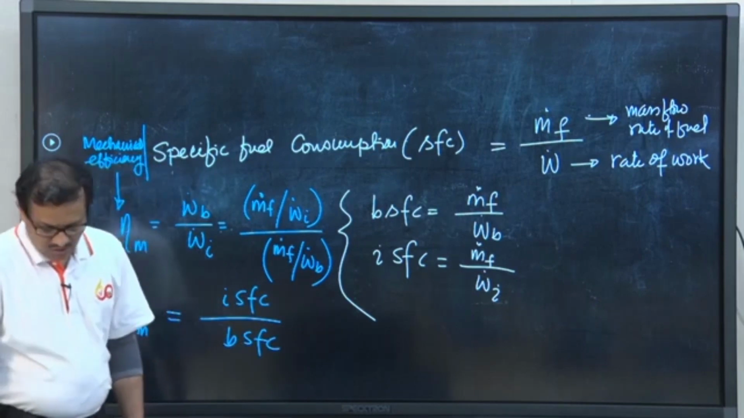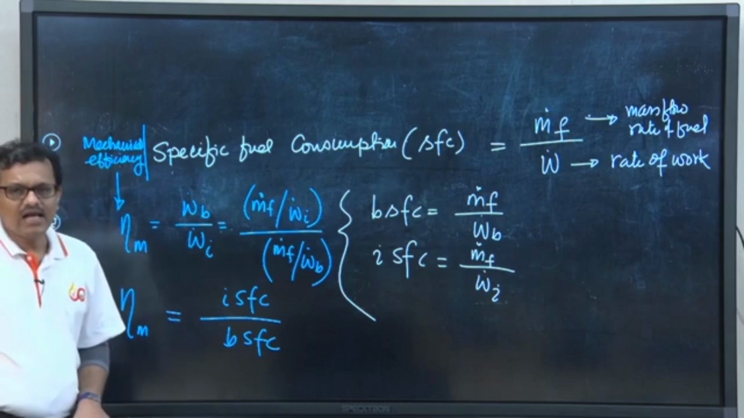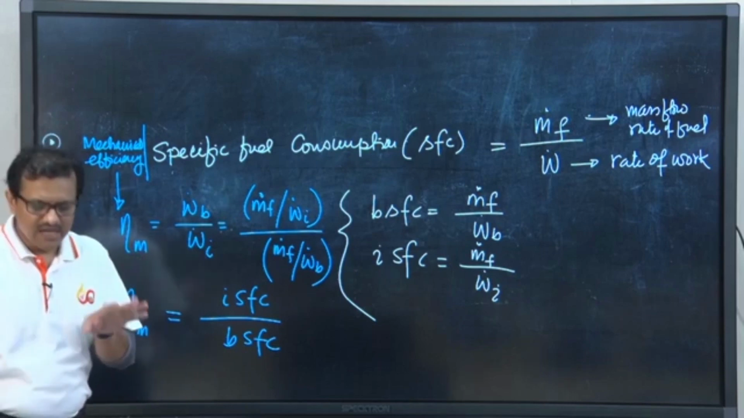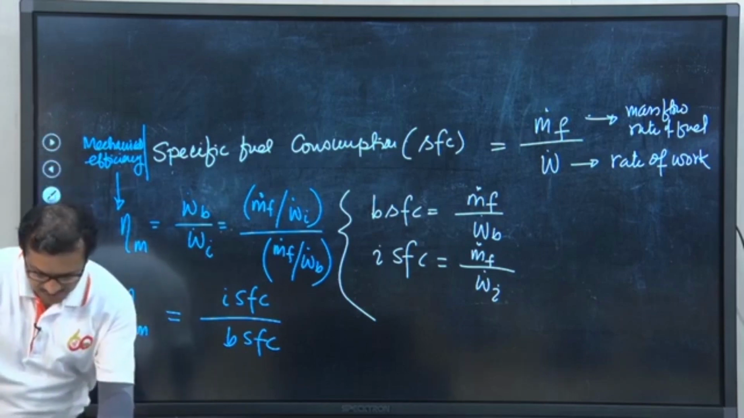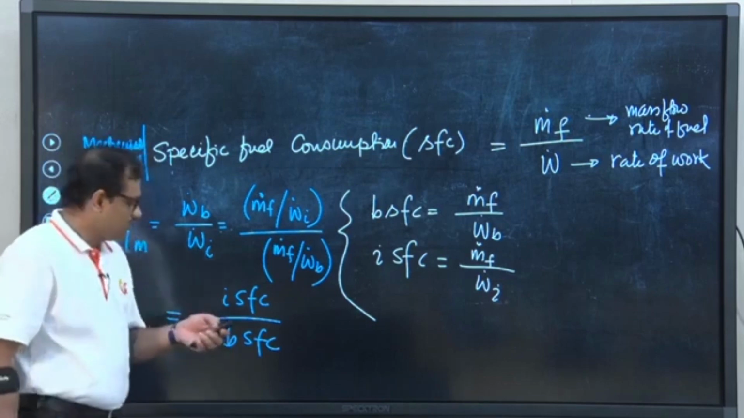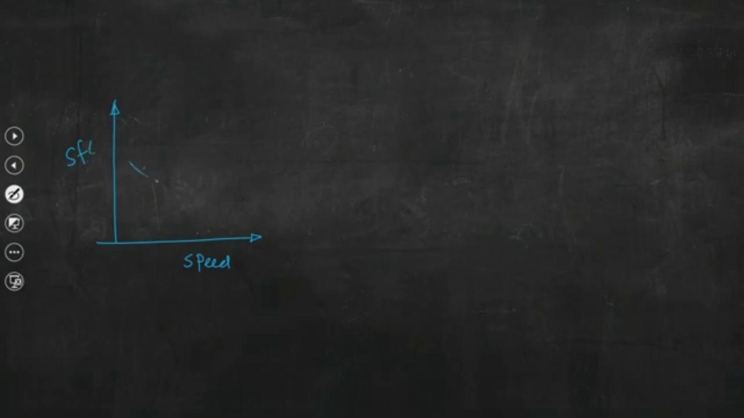Okay. So, what we have discussed today is the torque and brake specific fuel consumption, and also the power. If we try to plot all these quantities with engine speed, so this is speed, and say this is specific fuel consumption, it is like this.